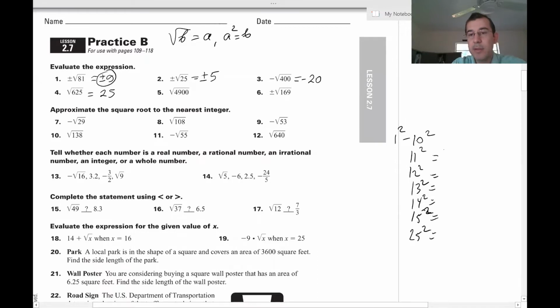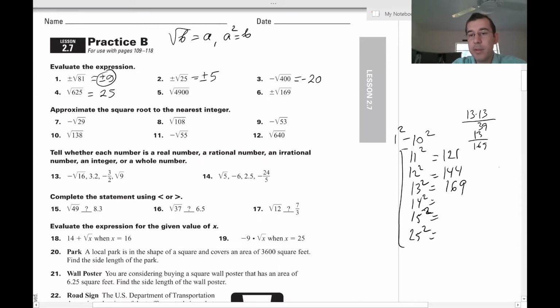So 11 squared is 121. Maybe you should know these 5, 6. 12 squared is 144. 13 squared is 169. And if you're not sure, you can always check on the side here. 3 times 13 is 39, and then 1 times 13 is 13, so 169.